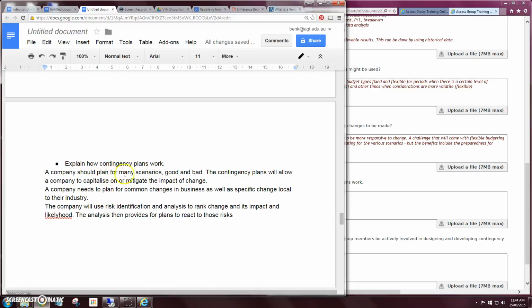So a company should plan for many scenarios, good and bad. The contingency plan will allow a company to capitalize on the good or mitigate or reduce the chance of impact of change of the bad. A company needs to plan for common changes in business as well as specific changes local to their industry. So there are certain things that any business should have a contingency plan for, but then there are certain things that might be very specific to your workplace. And the company will use risk identification and analysis to rank change and its impacts and likelihood. The analysis then provides for plans to react to those risks.